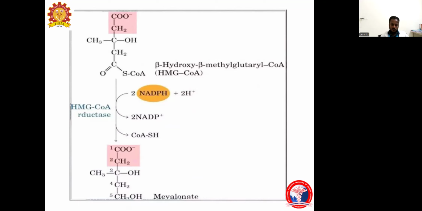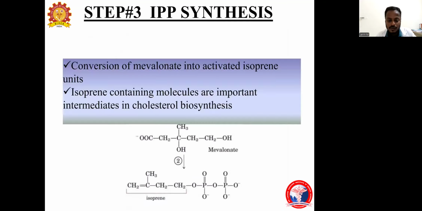In this step, from this mevalonate, an isoprene-containing molecule is formed. It means that the conversion of mevalonate activates the isoprene unit. So mevalonate will be formed and attached to this isoprene to activate it. And the isoprene-containing molecules are important intermediates in cholesterol biosynthesis.